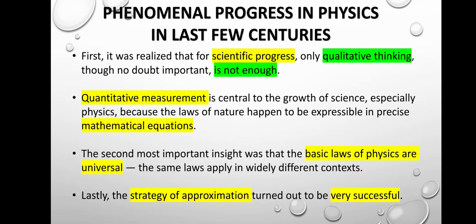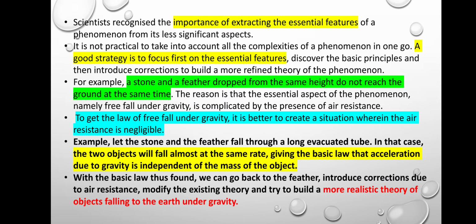See, whenever we prove an experiment, it should be approximated, right? Approximation is very successful. People started asking, okay, this experiment happened, but how efficient is it? Efficiency came ahead with approximation, right? Yes. Then scientists recognized the importance of extracting the essential features of a phenomenon from its less significant aspects. It is not practical to take into account all the complexities of a phenomenon in one go. A good strategy is required to focus first on the essential features.